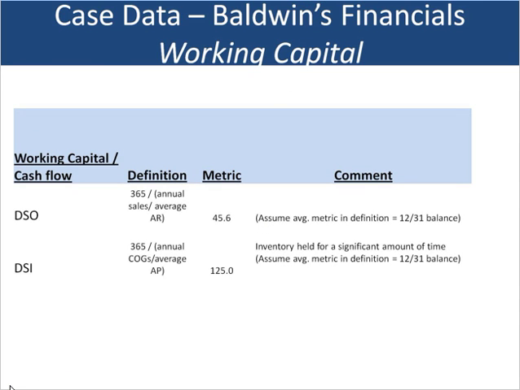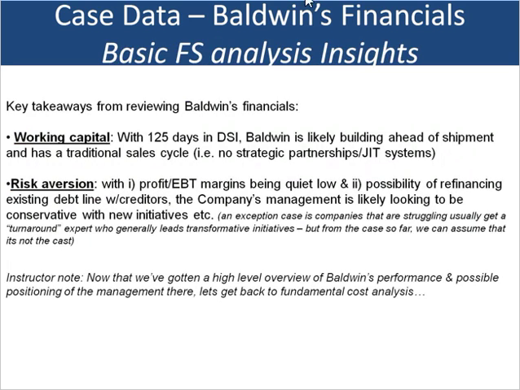Working capital metrics, continuing with DSO and DSI. Your DSO is 45 days and your DSI is 125. What you can deduce from it is inventory is held for a significant amount of time. And again, the two themes that stick out here, if you like Walden's financials, are high working capital requirements, seems like a very traditional sales cycle. It's not like just-in-time or anything, and a big risk aversion because of low profitability and high debt that is due this year.